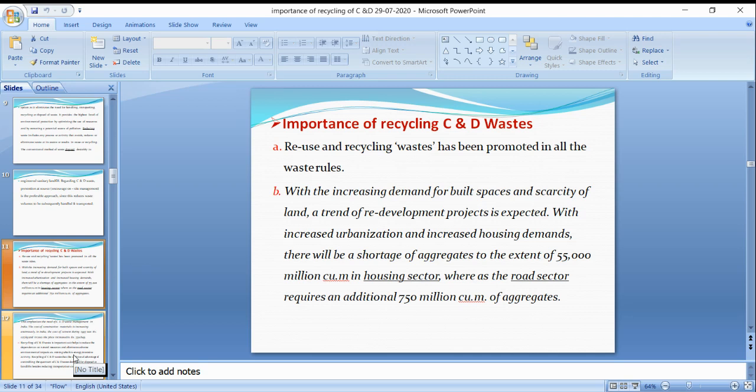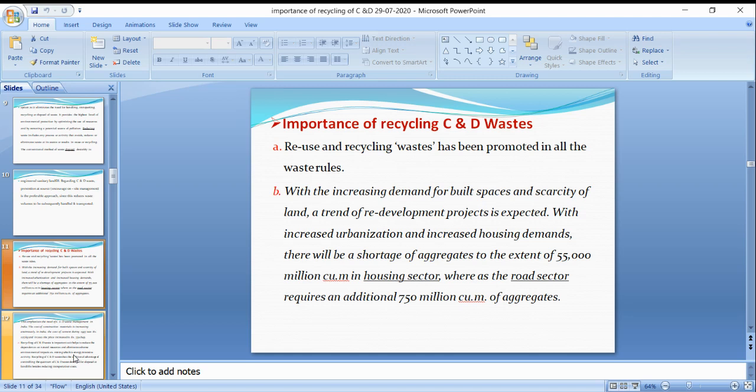So what is the importance of recycling? Reuse and recycling of waste has been promoted in all the waste rules. They have framed in all the waste rules how to reuse and recycle. With the increasing demand for built spaces and the scarcity of land, a trend of redevelopment projects is expected.